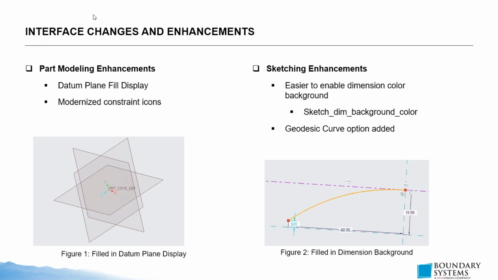Additionally, we have a new geodesic curve option added in Sketcher. This will essentially take the shortest possible path around existing geometry to connect 2 points. So this is a new curve option that may have a lot of great enhancements for surfacing and similar applications.